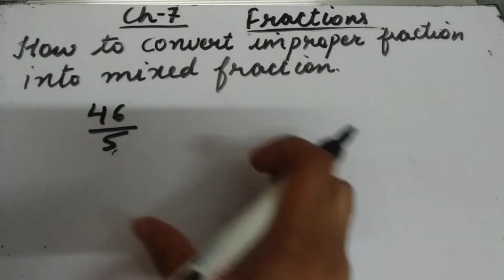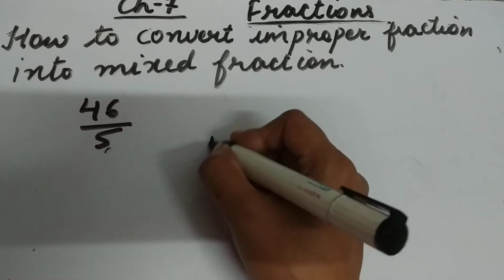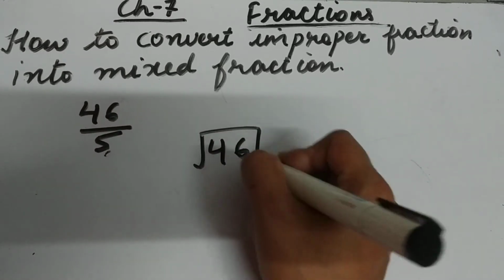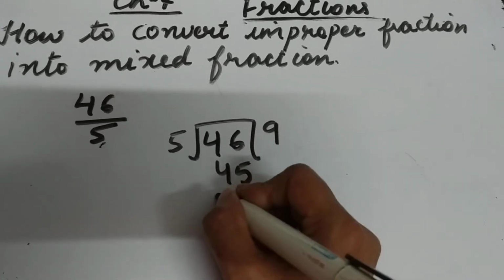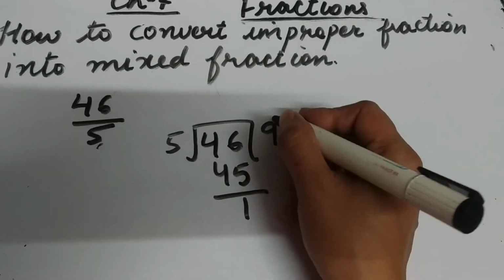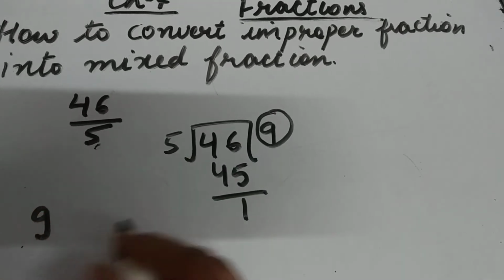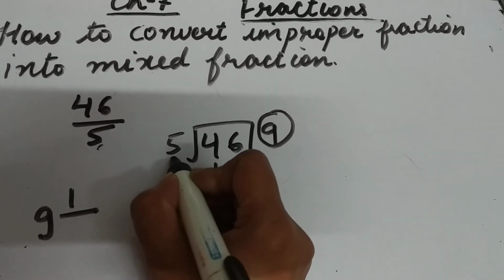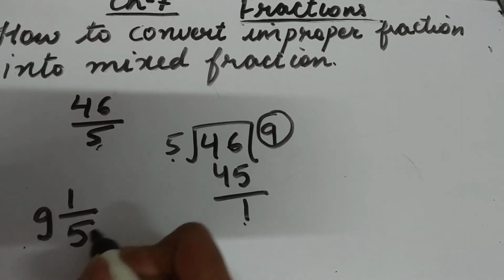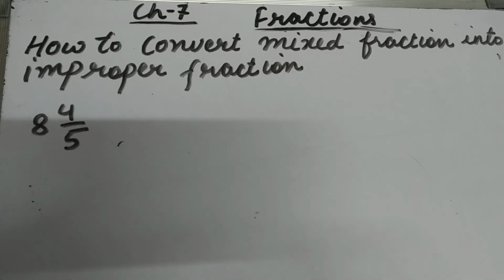Let's take one more example. Suppose we have to convert 46 upon 5 into a mixed fraction. So we will divide 46 by 5. 5 9s are 45 and the remainder is 1. So this quotient is our whole number part, so this will come on the left. The remainder will be our numerator and the divisor will be our denominator. So your answer will be 9 1 upon 5.